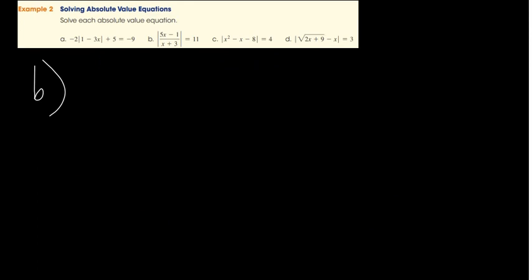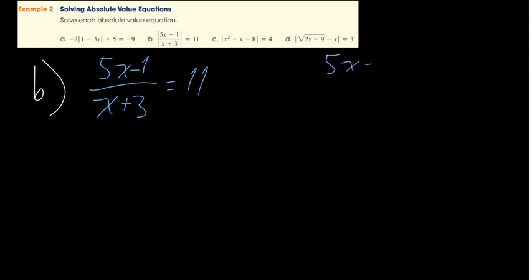One of them is going to be 5x minus 1 over x plus 3 is equal to 11. And then basically the same thing, except now we're going to write a negative 11.